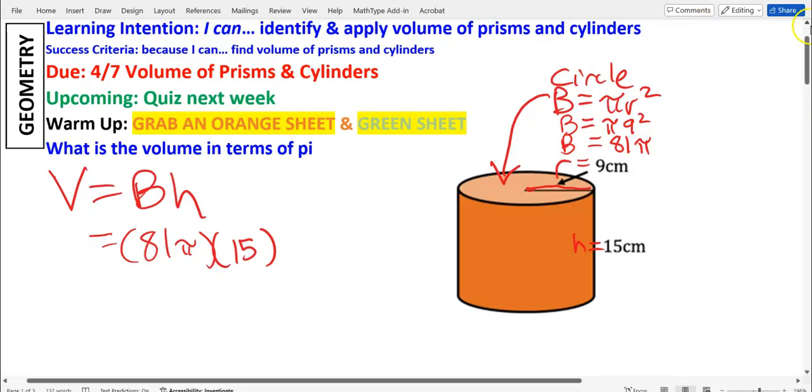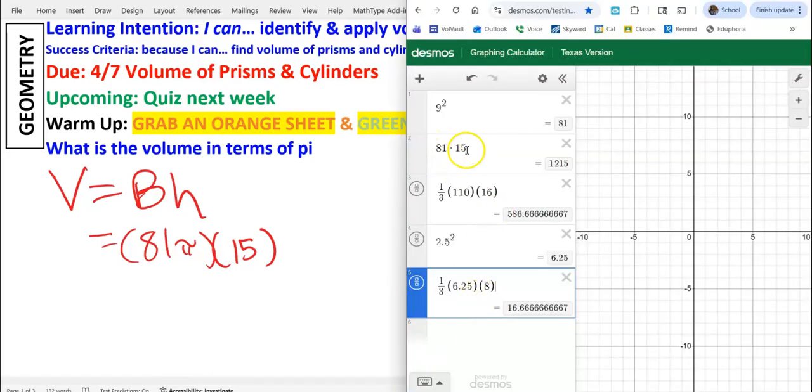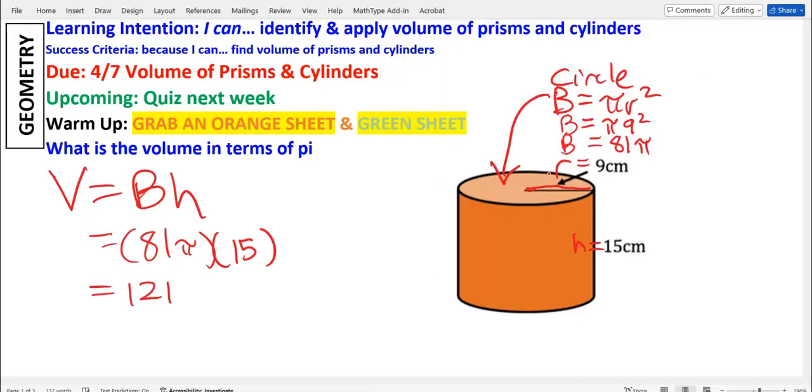So what is 81 times 15? So 81 times 15 gives me 1,215. And since I did not type the pi symbol, I'm going to write the pi symbol. What are my units of measure? Centimeters. And those centimeters, are they regular centimeters, squared, or cubed? What do you think? That would be area, but since this is volume, we've entered the third dimension, and it is cubed.